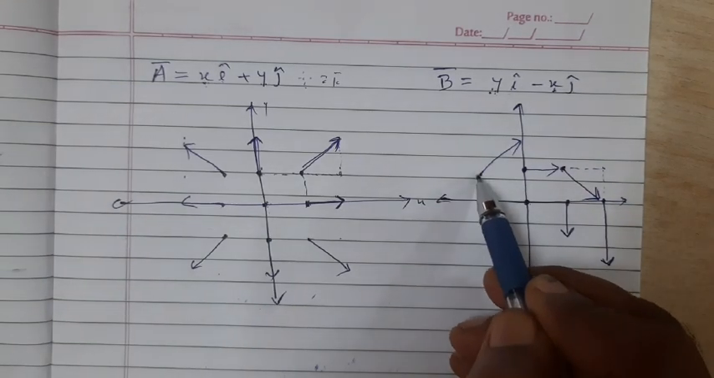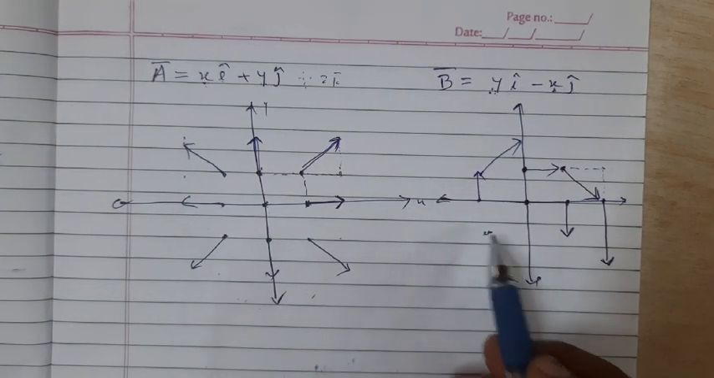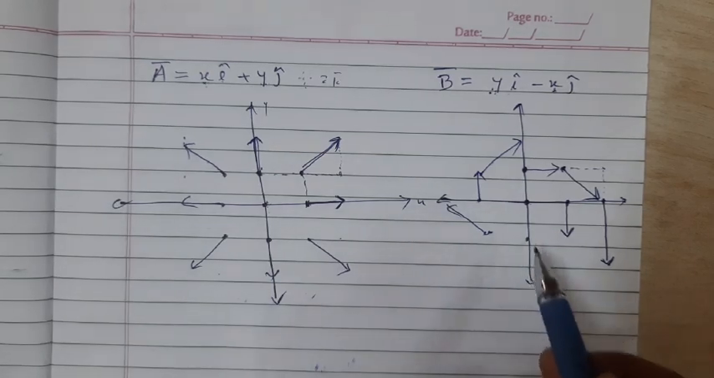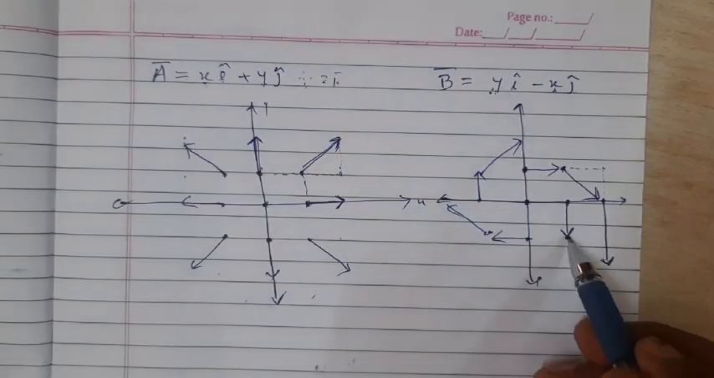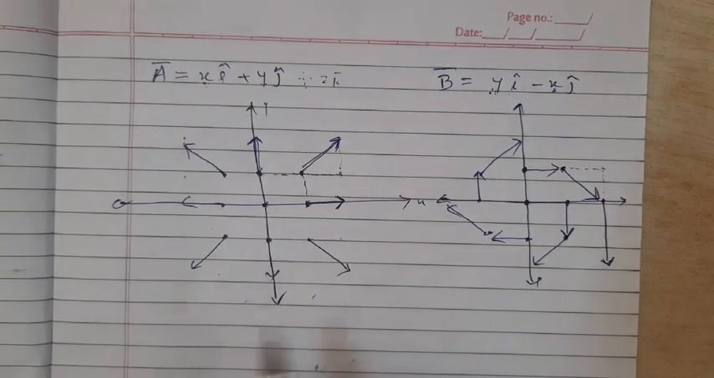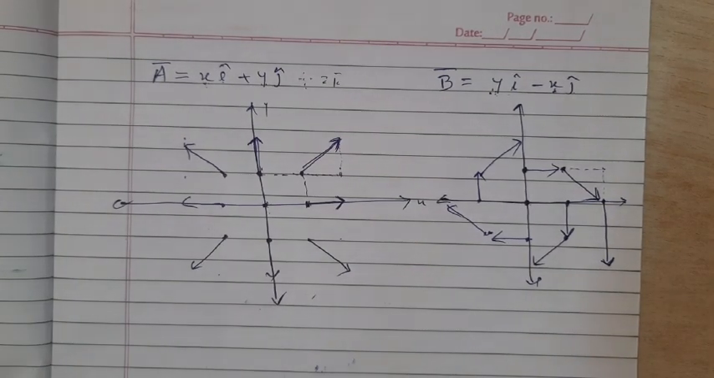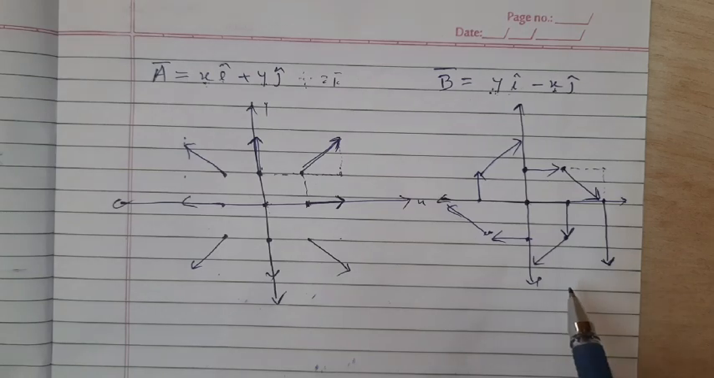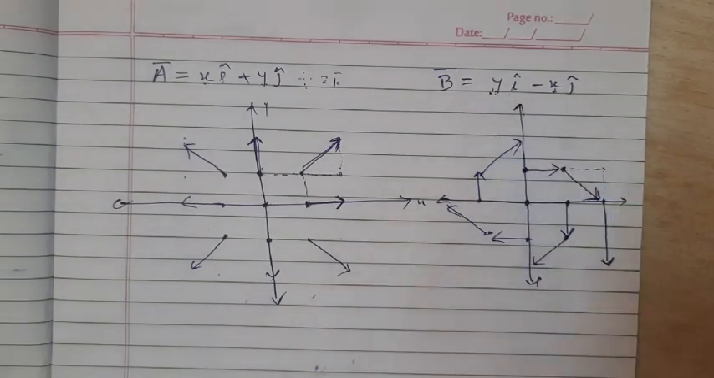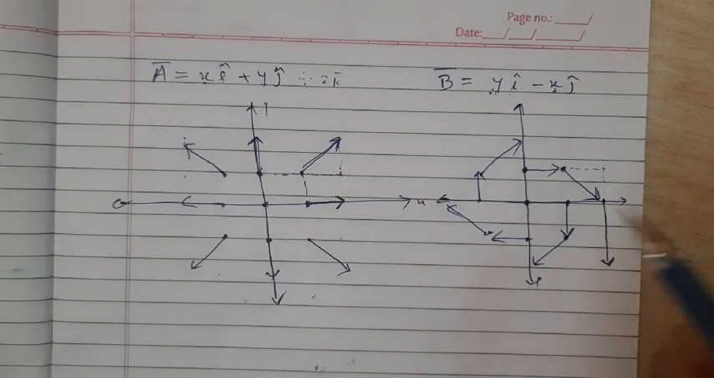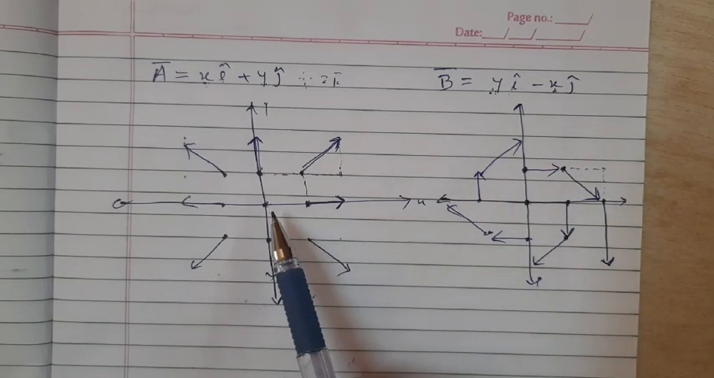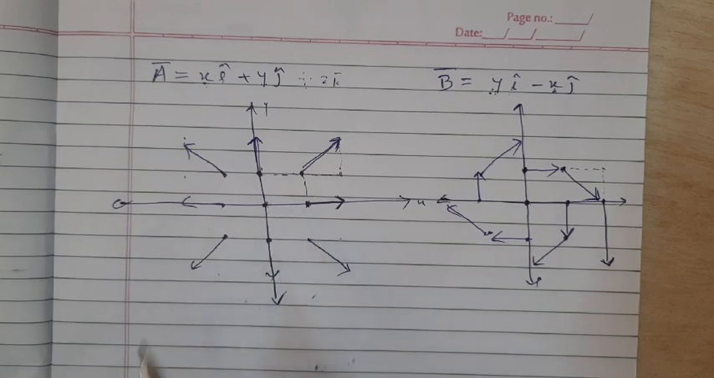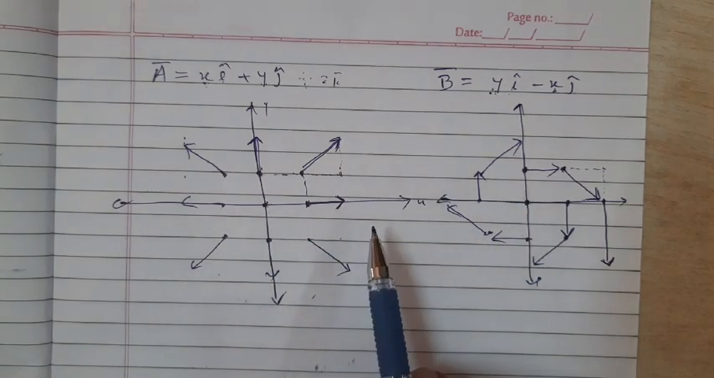For this, the vector will be along this direction. For this point, the vector will be along this direction. It is interesting. You will observe that this vector field has a certain sense of rotation, and therefore I have used this vector field. When we discuss the operation of del operator on this vector field, then you will realize what is the significance of such type of vector function.